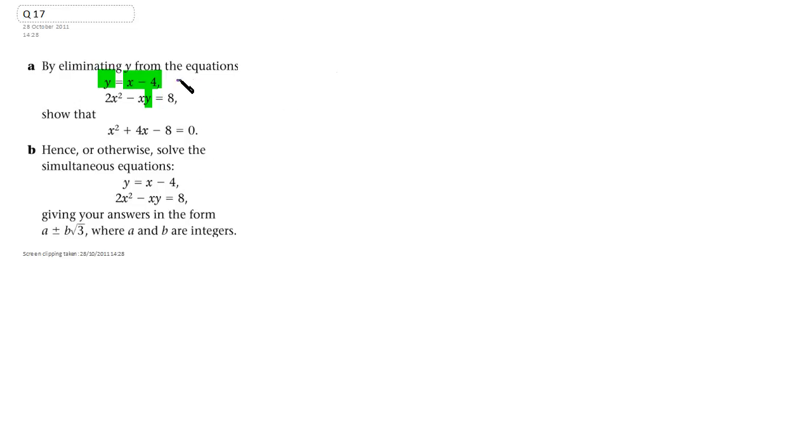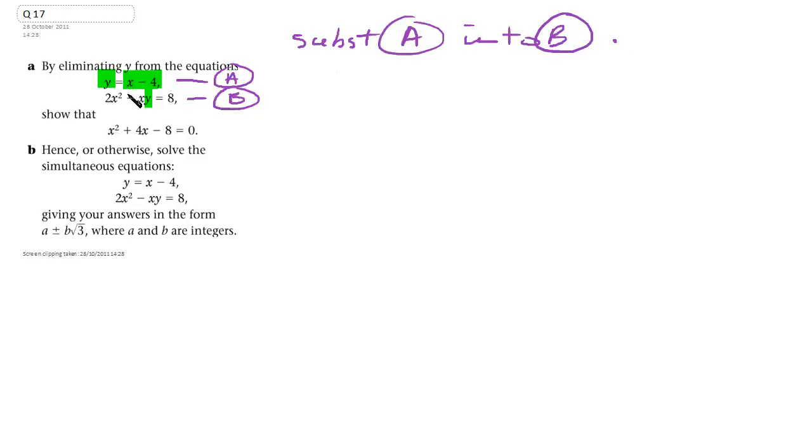So let's do that. We're going to call this equation A. I'm going to call this equation B. So I'm going to substitute A into B. So let's do that. So we get 2x squared minus x times this bit, x minus 4, equals 8. So I've taken this green bit here and put it in for where the y is there. Let's multiply out the brackets and hopefully we'll be able to cancel down and get what we want.